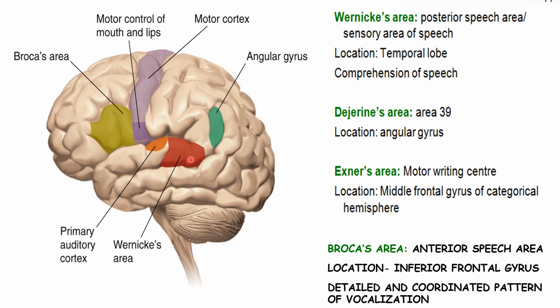And then the Dejerine area, so the area 39, which is in the angular gyrus. And then Exner's area, that is the motor writing area, which is in the middle frontal gyri. And then Broca's area, that is the anterior speech area, which is located in the inferior frontal gyri. Here happens the detailed coordination pattern for the vocalization.